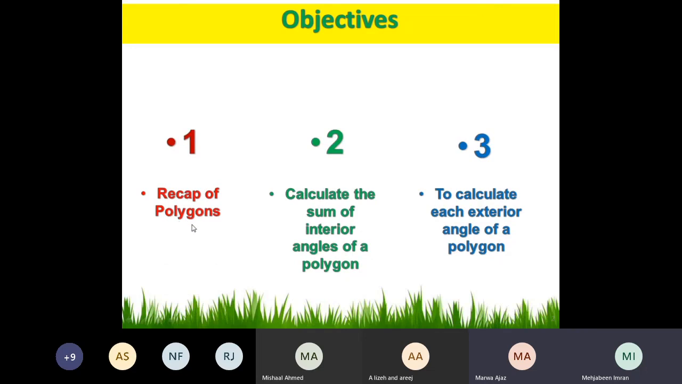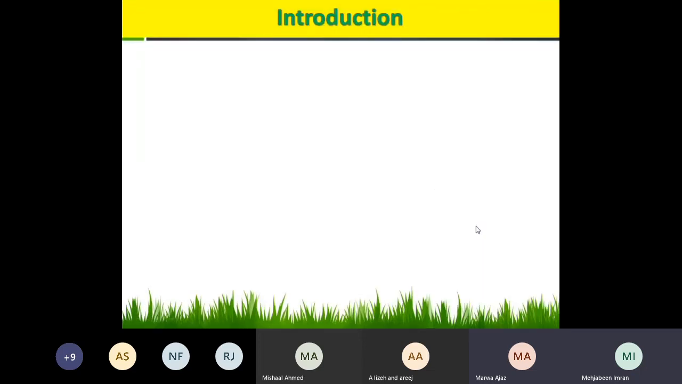Recap of polygons. We have done how to calculate the interior angles of a polygon, and I have told you even how to calculate exterior angles of a polygon. So these are the three objectives.